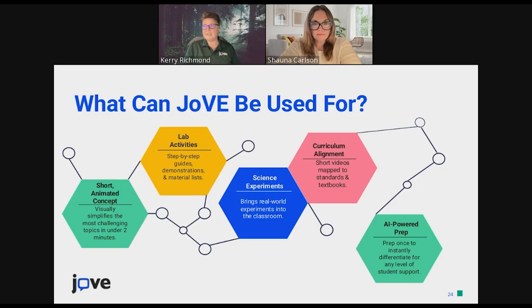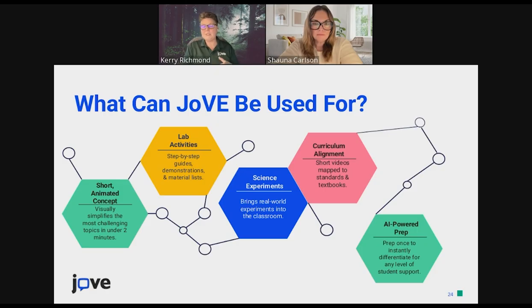Science experiments are going to bring real world experiments into the classroom. They focus on the theory, they focus on the method behind the science. Then curriculum alignment, short videos mapped to standards and textbooks. So if you decide that you want to purchase us and then you want these videos aligned to your particular textbook or your particular syllabus, we can do that for you as well.